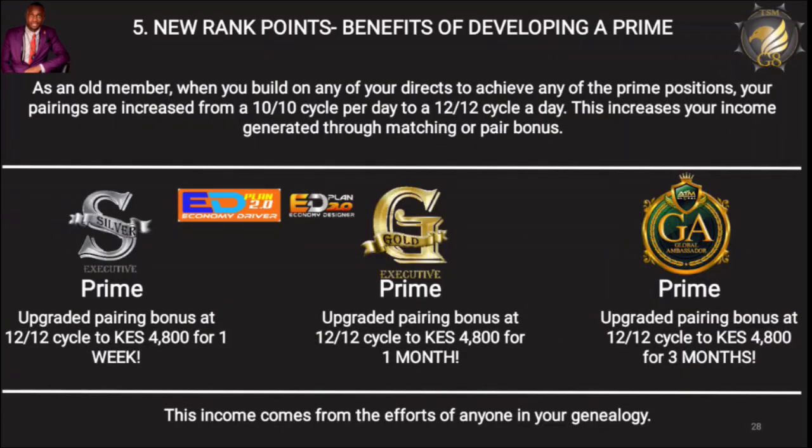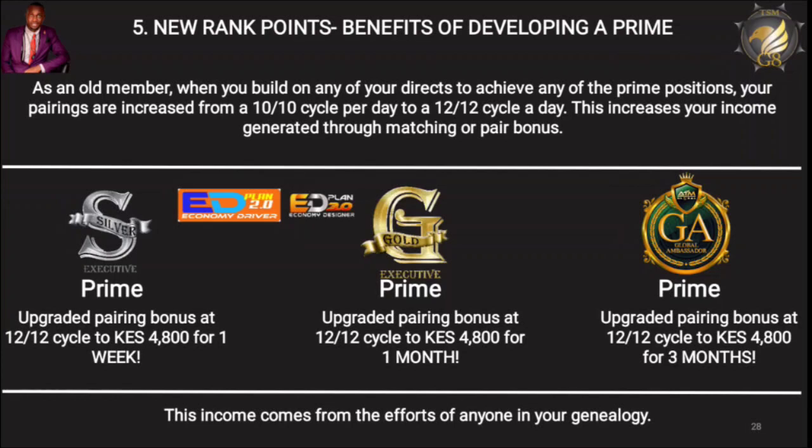Okay. The next one, you get the benefits of the prime rank. Prime rank actually has a lot of benefits. As an old member, once you build on any of your directs to achieve any of the prime positions, your pairing bonus increases from a 10-10 cycle to about a 12-12 cycle a day. This increases your income generated through what you call the match sales bonus.